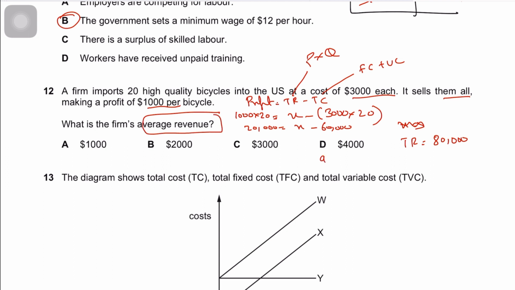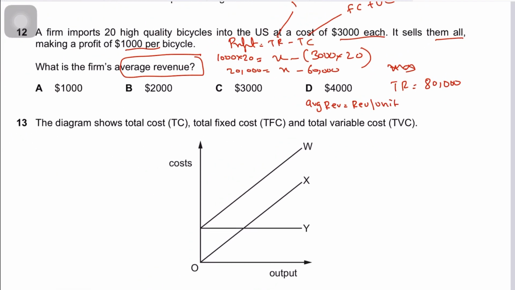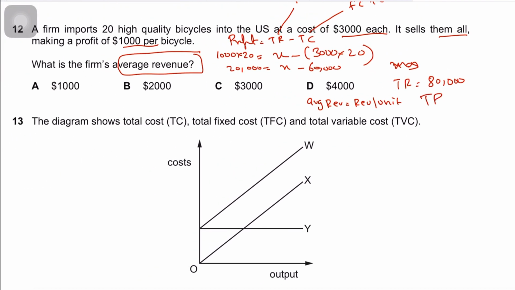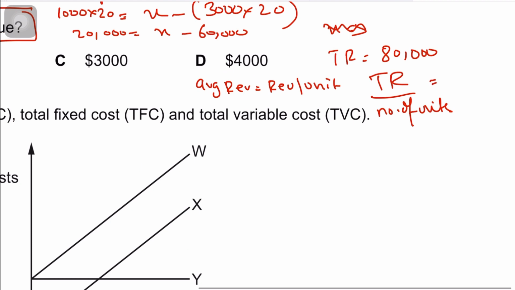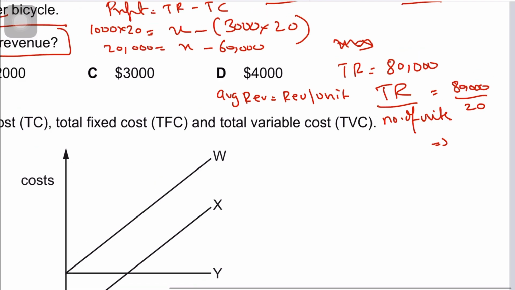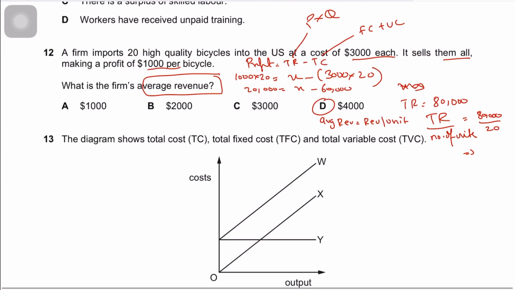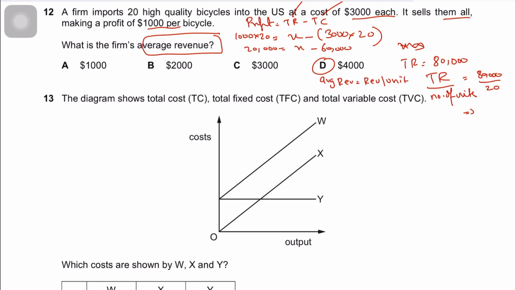Now, what is average revenue? Average revenue stands for revenue per unit. How many units are you selling? You're selling 20 units. So the formula would be total revenue divided by the number of units that you're selling. Not the number of units that you're producing, but the number of units you're selling. So you're earning a revenue of 80,000 by selling 20 units. So what is the revenue per unit? It's 4,000. So the answer should be D, 4,000. So the answer to question number 12 is D.